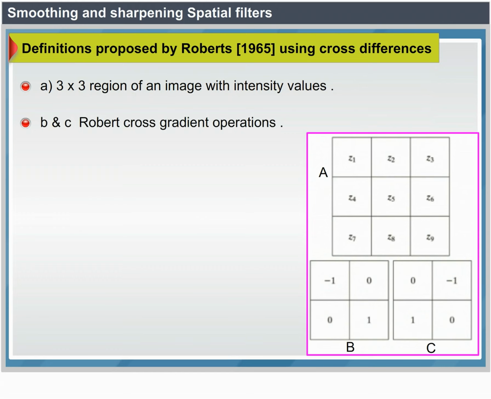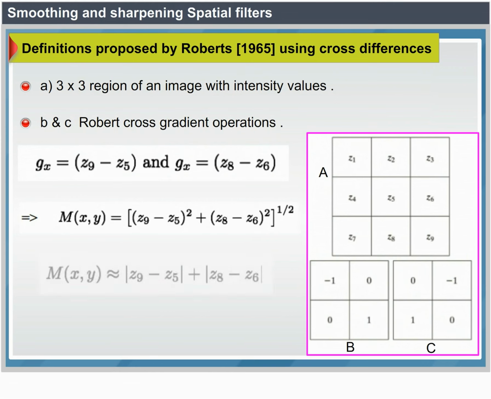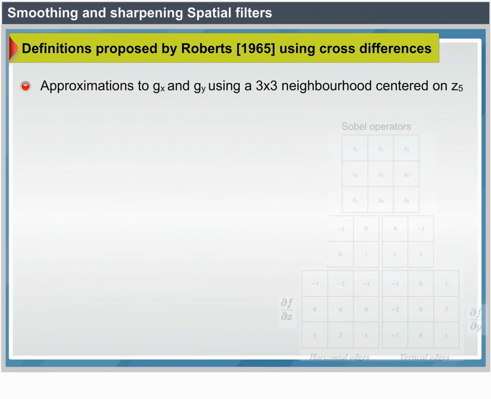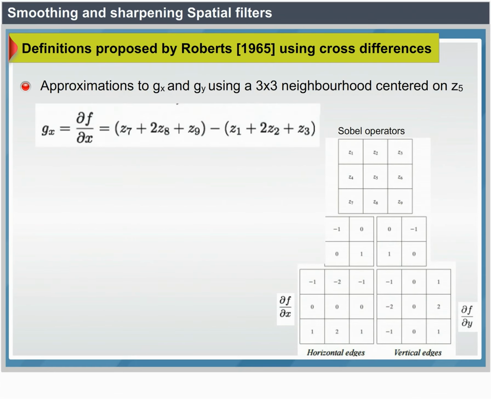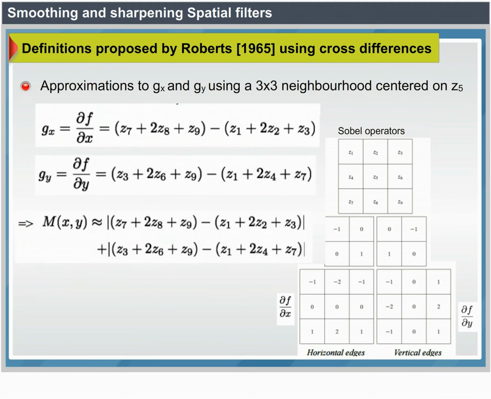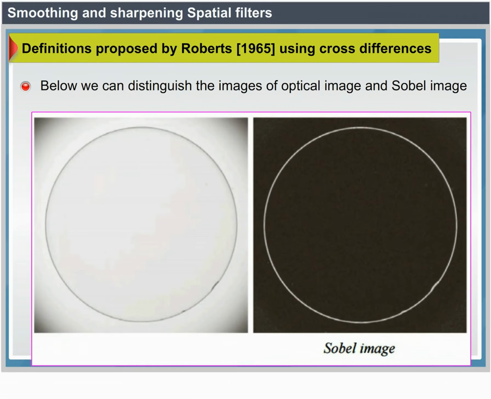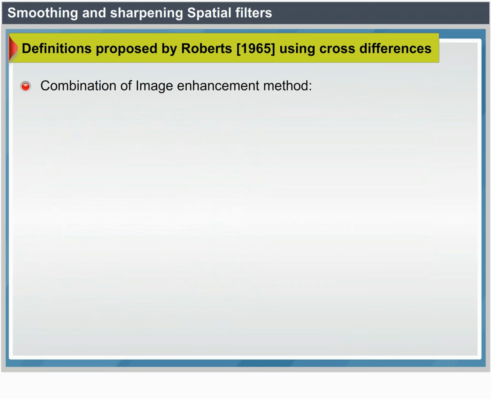Combination of image enhancement methods. A. Image of whole body bone scan. B. Laplacian of A. C. Sharpened image. D. Sobel gradient. E. Sobel image smoothed with a 5 x 5 averaging filter. F. Mask image formed from C and E. G. Sharpened image obtained from image A and F. H. Final image obtained from power law transformation.